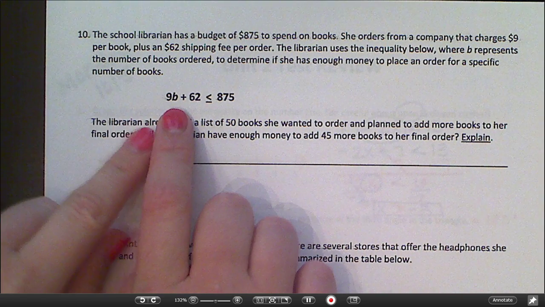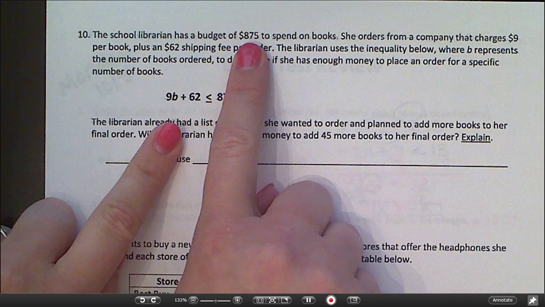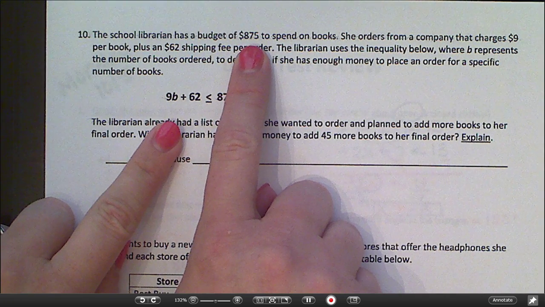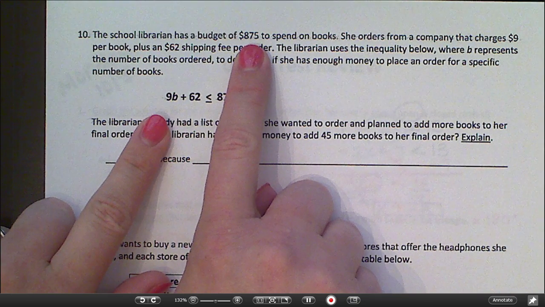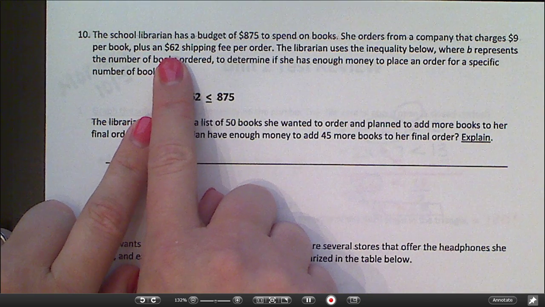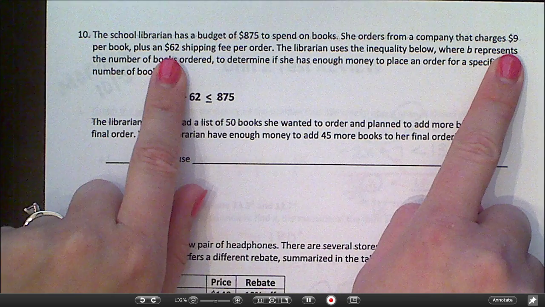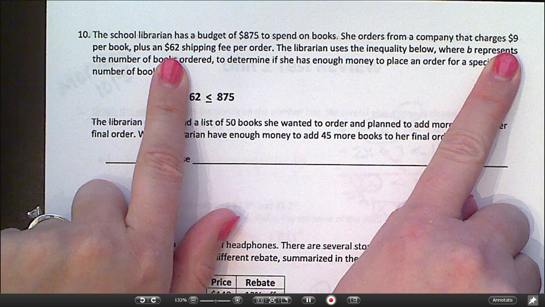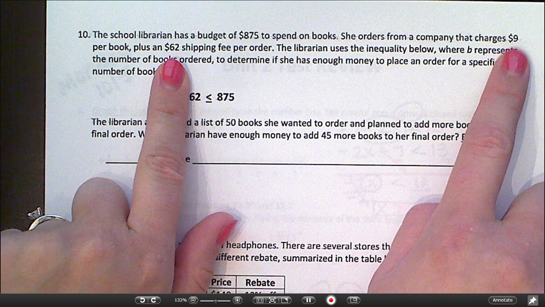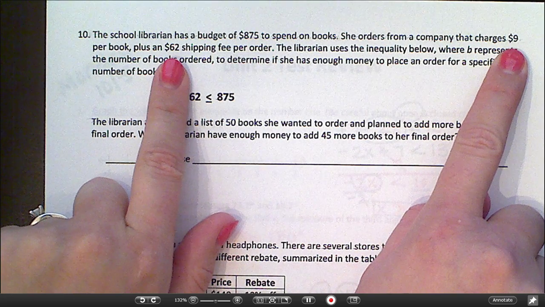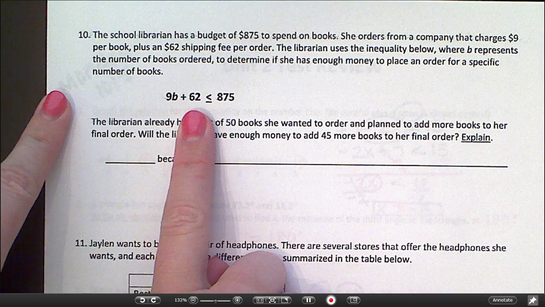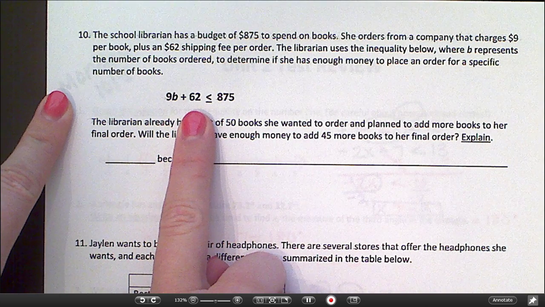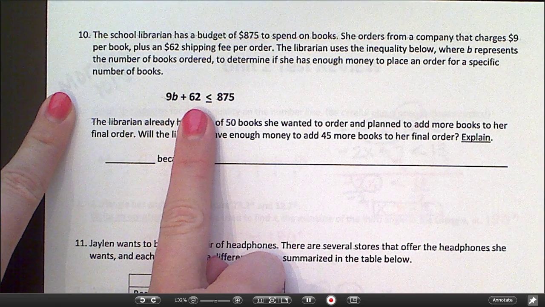So basically what this is telling us is Mr. Shorter has $875 to buy new books for the library. No matter how many books he orders, they're going to charge him $62. So he could order 1 book and pay $9 for that book plus $62 shipping, or he could order 100 books and pay $9 for each book, and it would still be $62 for shipping. So that's why the $62 has no variable. It doesn't change. No matter how many books Mr. Shorter orders, it's going to be $62 for shipping.